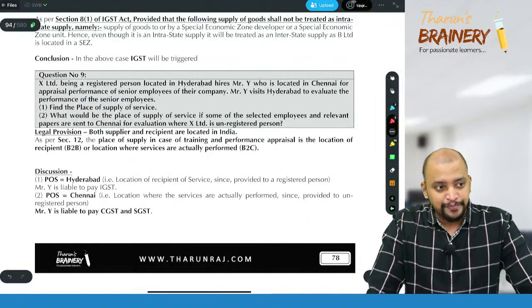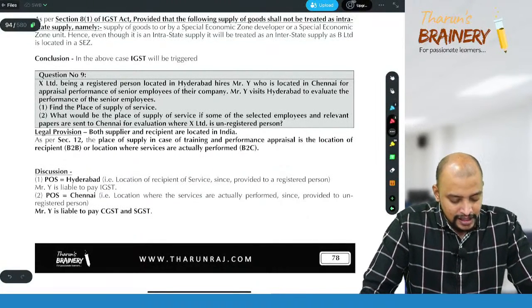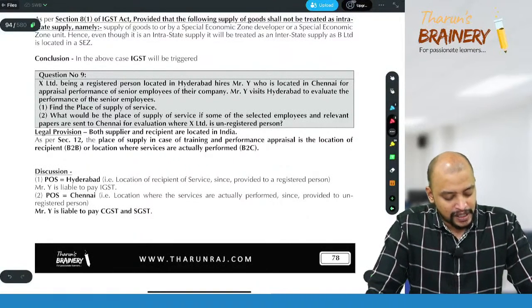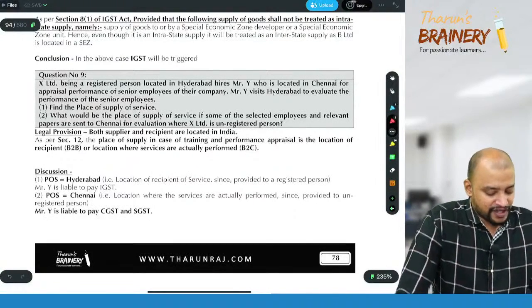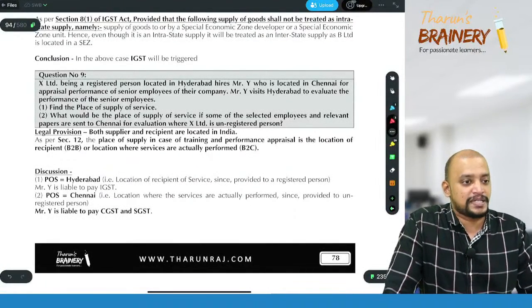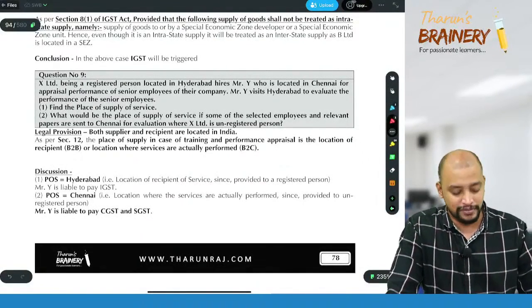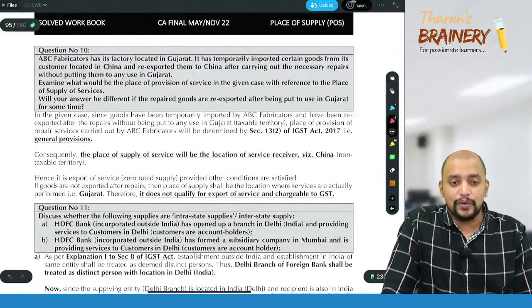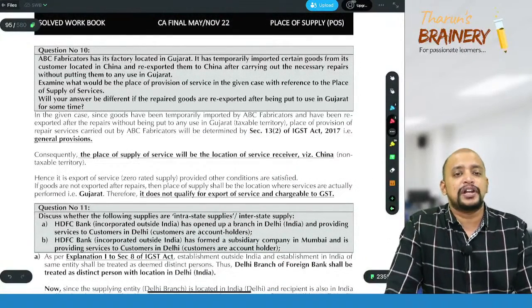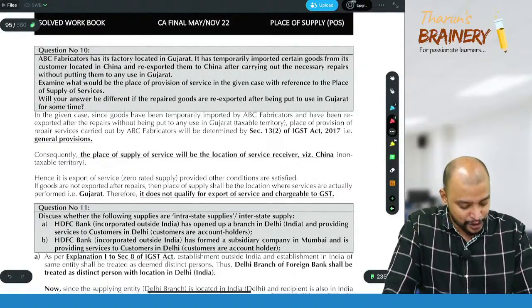B2B or B2C? B2B. So location of recipient. What is the location of recipient? So Hyderabad, that will be taken as the place of supply. What would be the place of supply if some of the selected employees and relevant papers are sent to Chennai for evaluation, where X Limited is an unregistered person? Then Chennai will be taken as the place of supply because it is the location where services are actually performed. Then number 10, already like that, a simple one only, exception. Goods temporarily imported for carrying out repairs and exported after repairs without being put to use, location of recipient will be taken as the place of supply at that point.